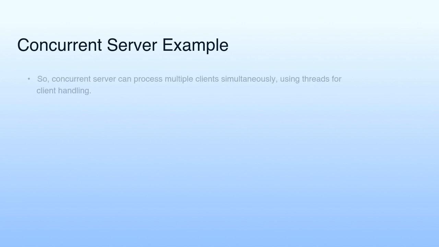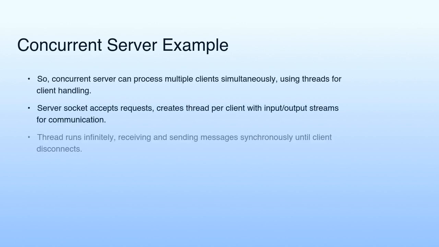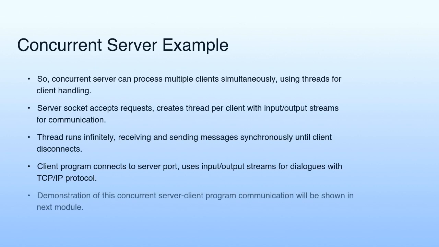For handling multiple clients simultaneously, a concurrent server can be implemented using threads. The server socket accepts requests and creates a thread per client with input-output streams for communication. Each thread runs continuously until the client disconnects.